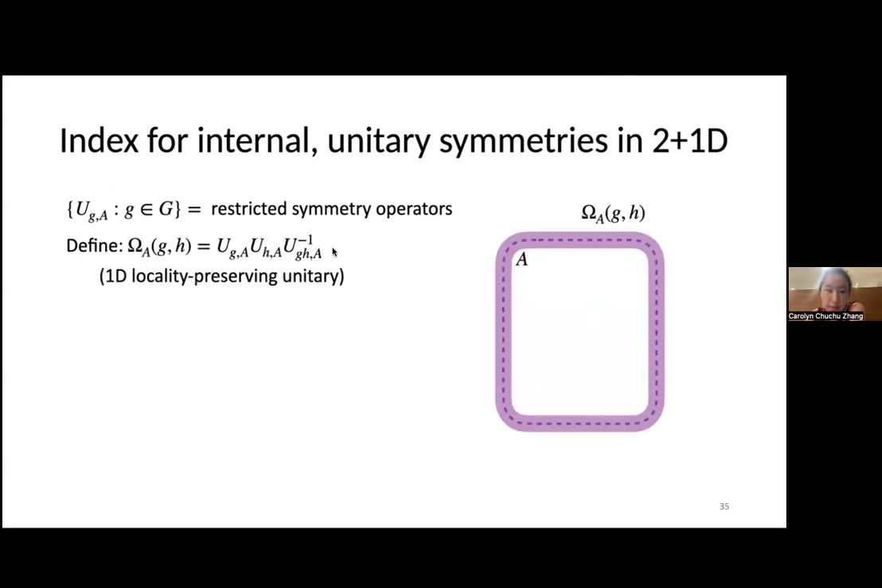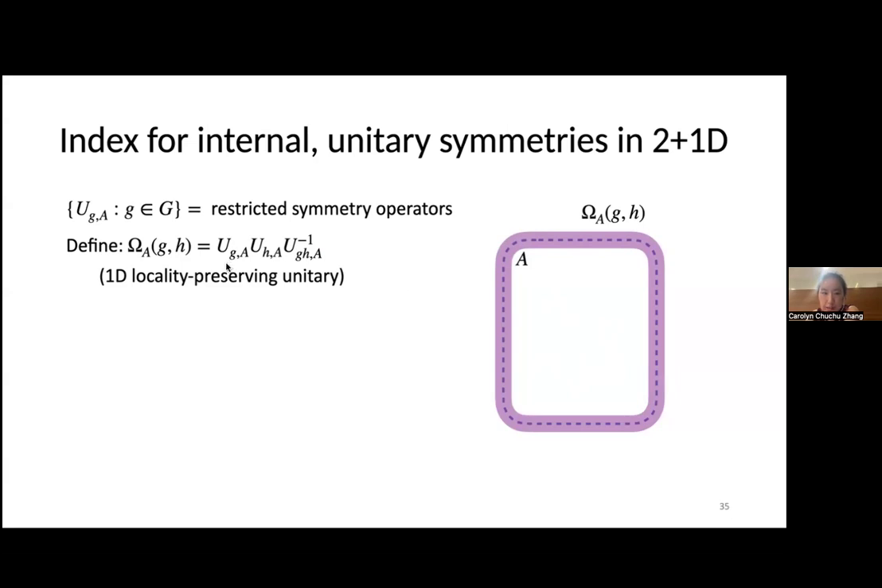And now what we can do is define this omega A GH, which is a locality preserving operator in 1 plus 1D that's supported along the boundary of A. How we can compute this is we take UGA and UHA and then UGHA inverse. Because this looks like UG in the bulk of A, this looks like H in the bulk of A, and this looks like GH in the bulk of A, this is identity in the bulk of A, and all these operators look like identity far away from A, so this operator is just supported along the boundary of A.